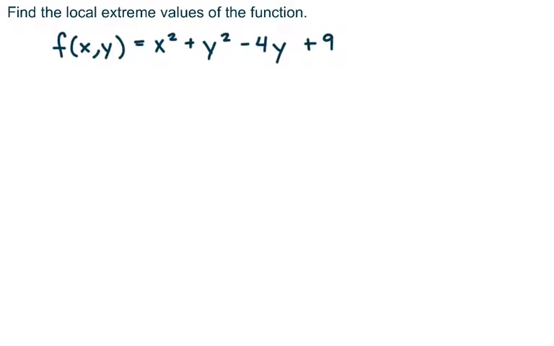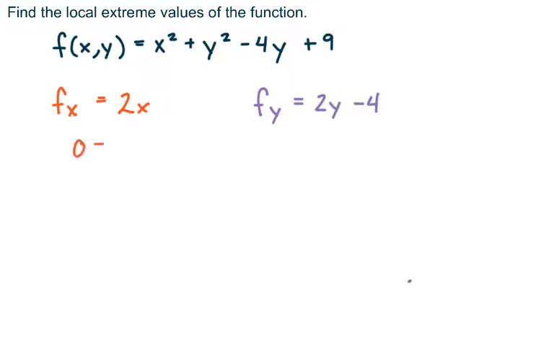For this example, we're going to look at calculating the local extreme values. So our multivariable function is x squared plus y squared minus 4y plus 9. In order to do this, we need to find the critical numbers or the critical points. And those are going to occur when we set the first partial derivative with respect to both of those independent variables, x and y, equal to 0. So my partial of the function with respect to x is 2x, and my partial of this function with respect to y is 2y minus 4.